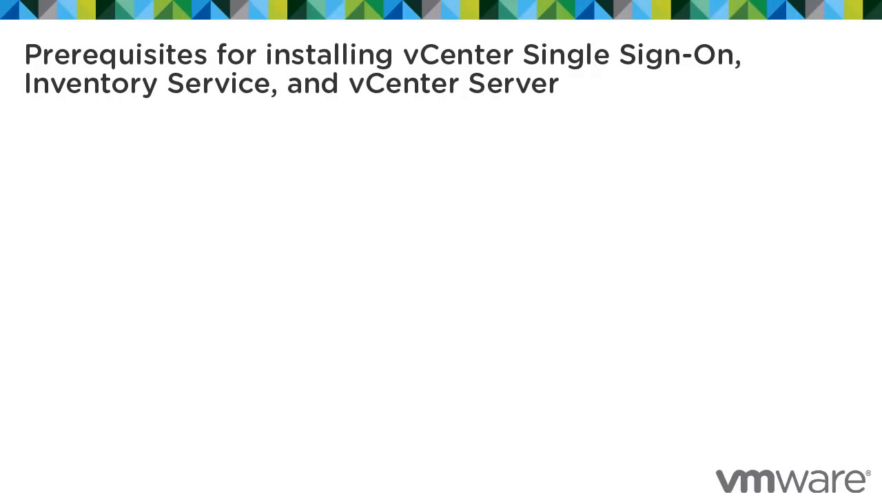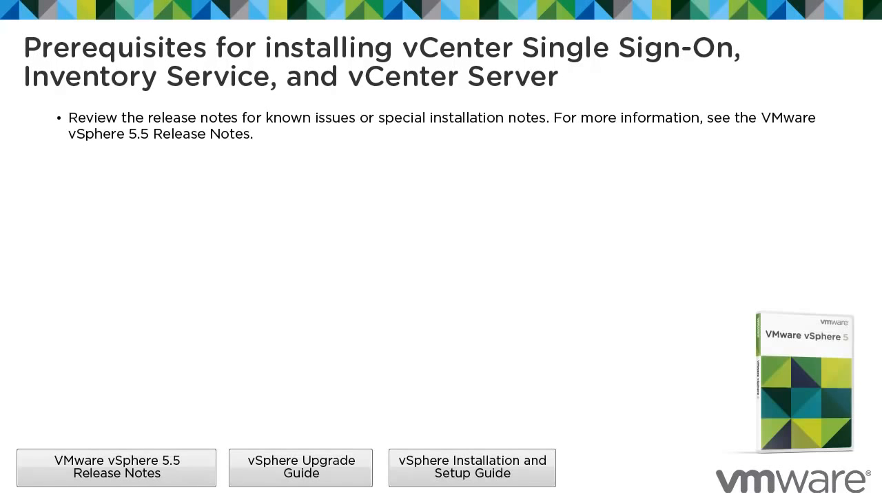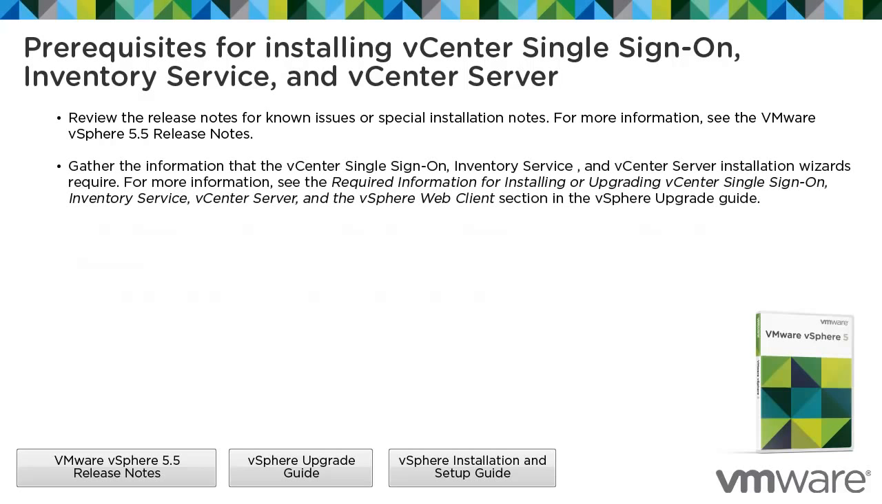Before installing vCenter Single Sign-On, Inventory Service, and vCenter Server, review the prerequisites. Review the release notes for known issues or special installation notes. For more information, see the VMware vSphere 5.5 release notes. Gather the information that the vCenter Single Sign-On, Inventory Service, and vCenter Server installation wizards require. For more information, see the required information for installing or upgrading vCenter Single Sign-On, Inventory Service, vCenter Server, and the vSphere Web Client section in the vSphere Upgrade Guide.